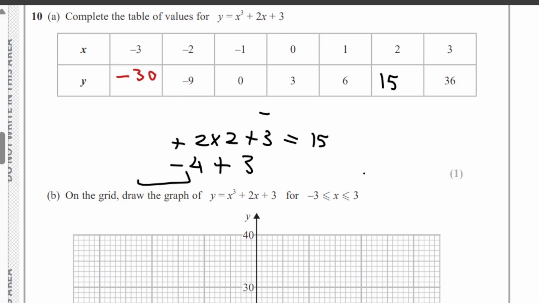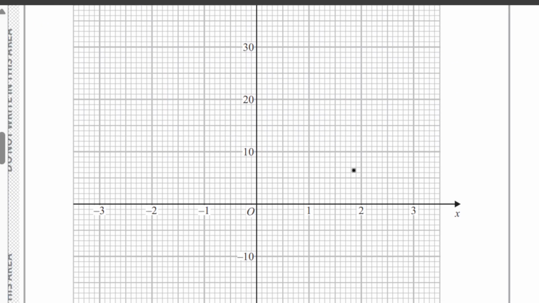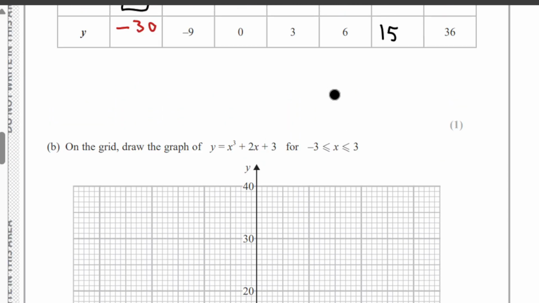Now they say then graph. To graph, just graph the points. So the first point is negative 3 and negative 30. Where is negative 3 on x? This is negative 3 on x and negative 30 is down here. So this is the point. I'll just make it like this. So this is the point, negative 3 and negative 30.